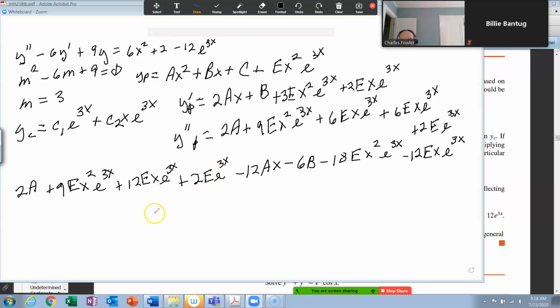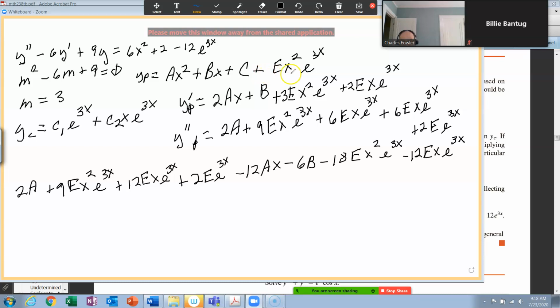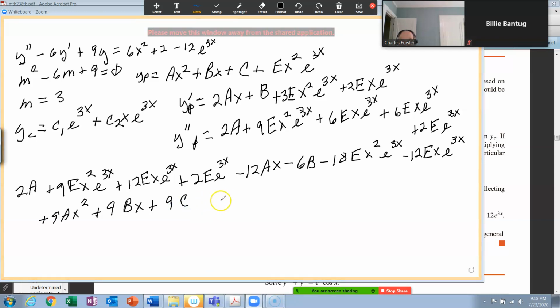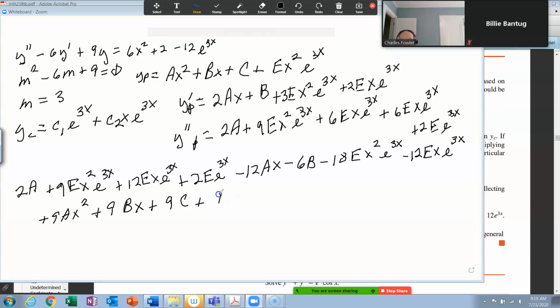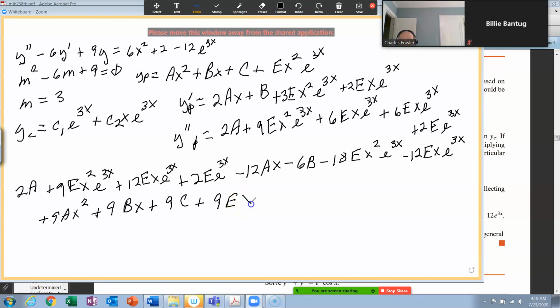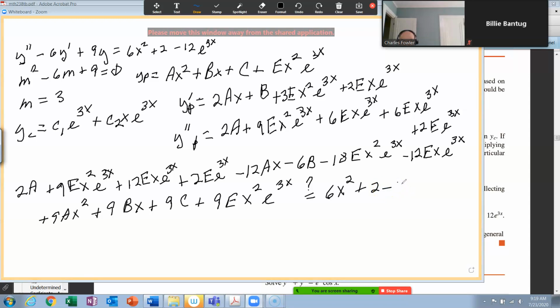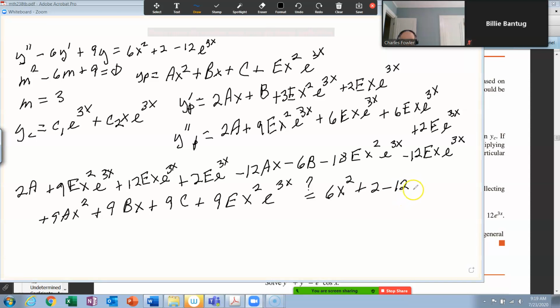That's just the first two terms. The next term is going to be plus 9 times your yp. So that's going to be plus 9a x squared plus 9b x plus 9c plus 9 e x squared e to the 3x. And supposedly that's equal to the right hand side, 6x squared plus 2 minus 12 e to the 3x.